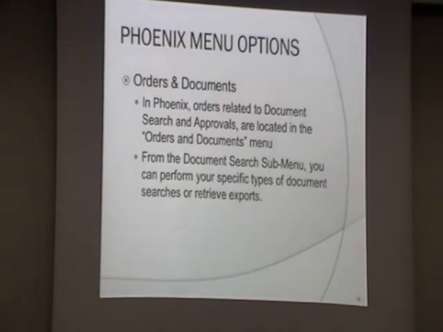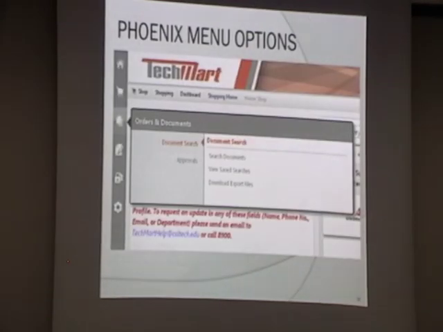Phoenix menu options, orders, and documents. In Phoenix, orders related to document search and approvals are located in the Orders and Documents menu. From the Document Search submenu, you can perform your specific types of document searches or retrieve exports. So by hovering over the stack of papers, your slide-out menu will appear. If you click on Document Search, you will have these options to search from.